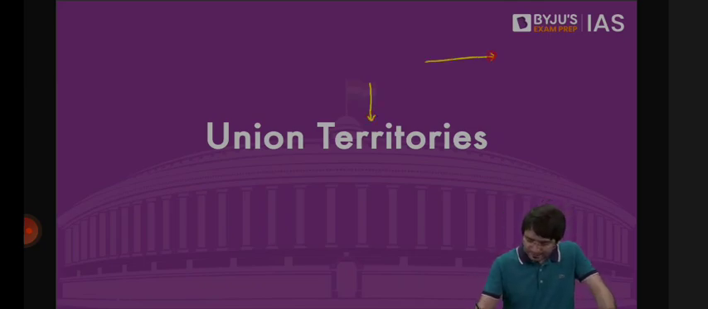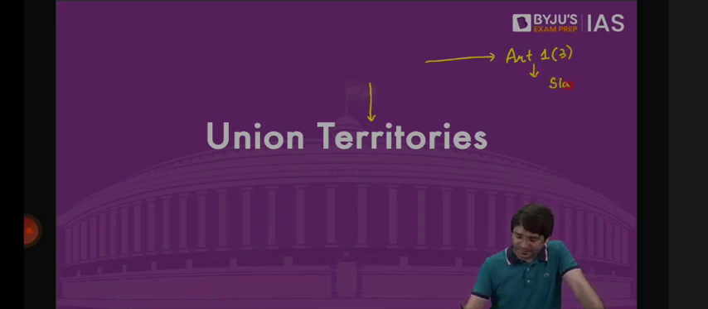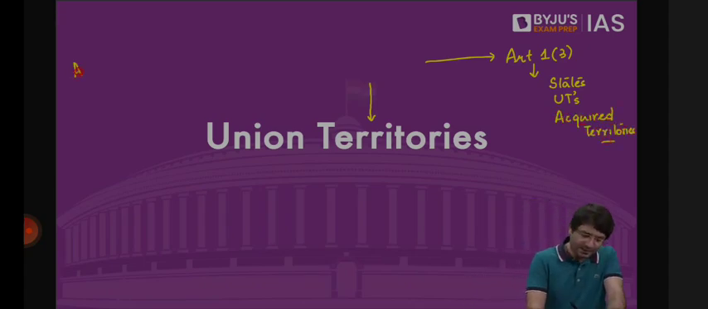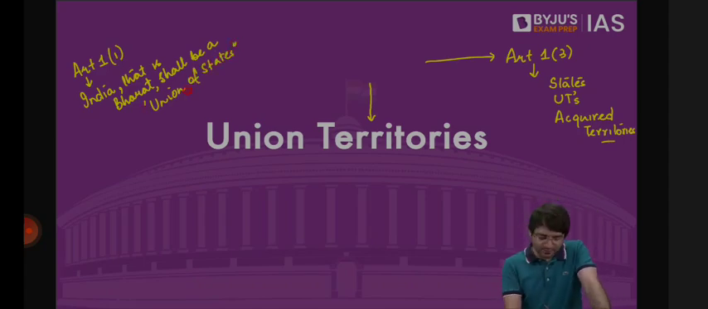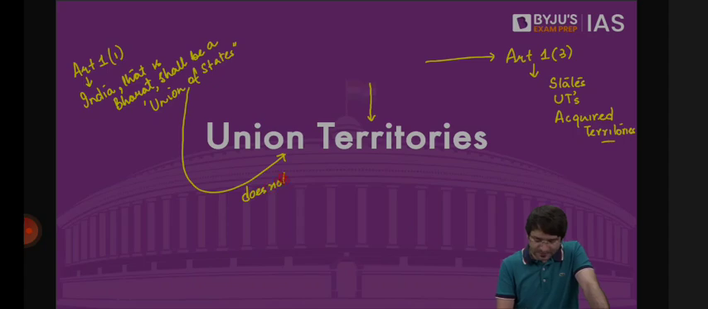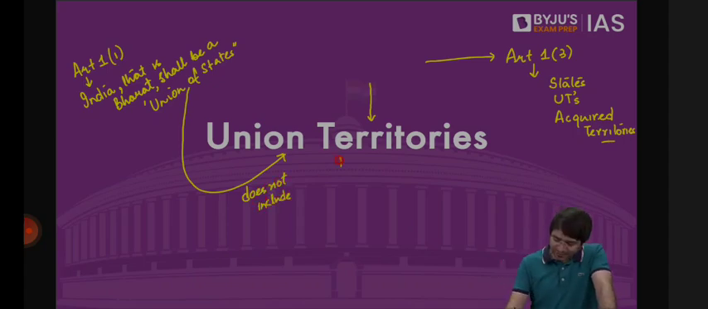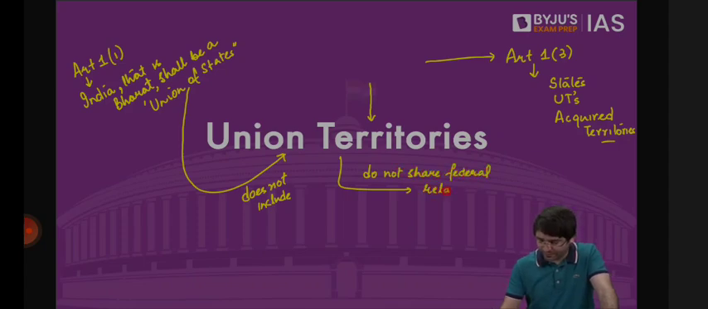Article 1, Clause 3 says we can either have states, or union territories, or acquired territories. And Article 1, Clause 1 says India, that is Bharat, shall be a union of states. This phrase union of states does not include union territories. Why? Because union territories do not share a federal relationship with the center.